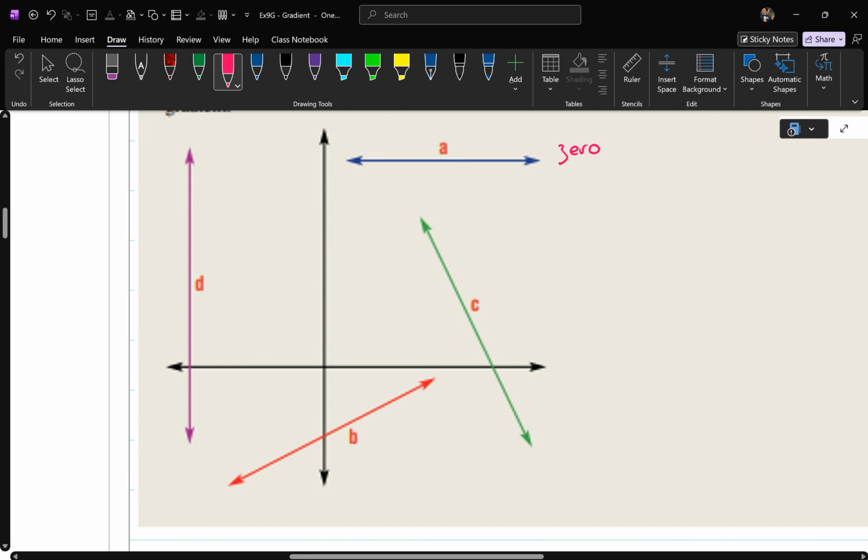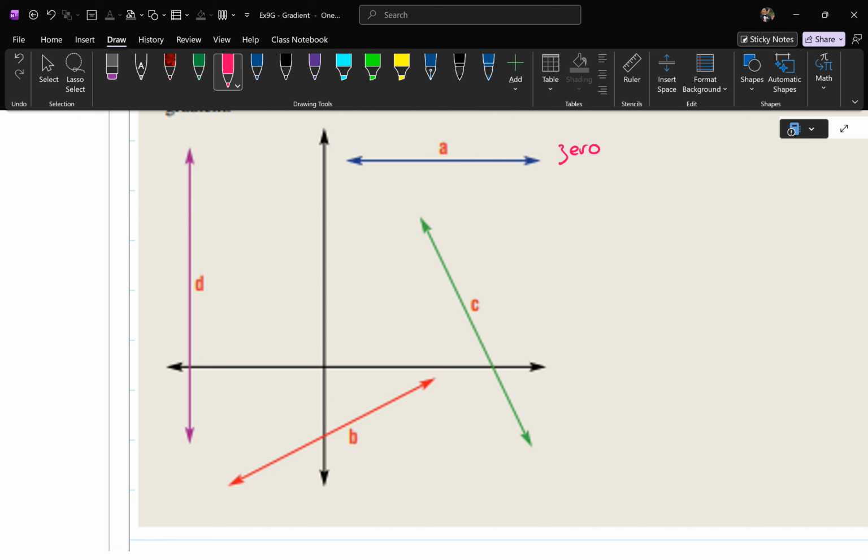Let's go next person. Attila. What's gradient called for C? Negative. Very good. So this is your negative gradient because from left to right, it's going down. Willow. What's B? Positive. Very good. And then last one on this side, let's go Eknor. What's D? Undefined. That's 50% of the way.